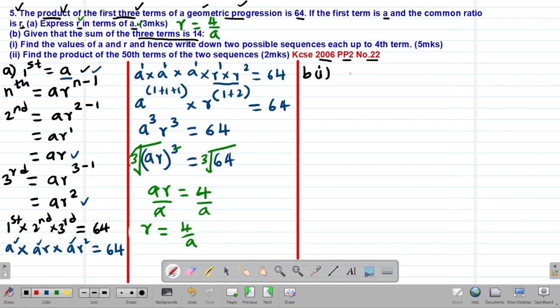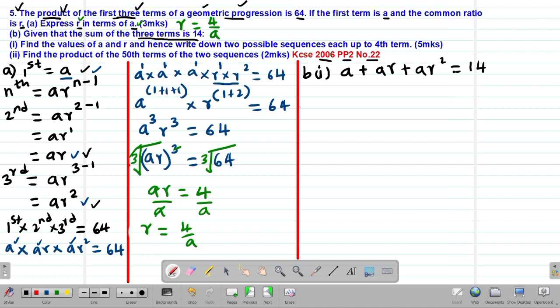Therefore, if I add the first term, which was A, to the second term, which was AR, then add the third term, which was AR squared, this particular sum is supposed to give me a positive 14. So in Roman 1, find the values of A and R, hence write down the 2 possible sequences, each up to the 4th term. So we first of all need to find the values of A and R.